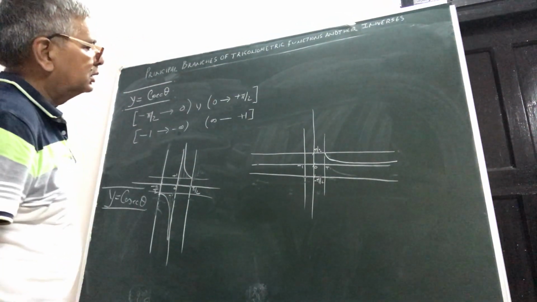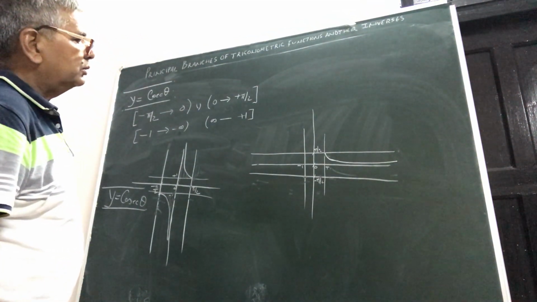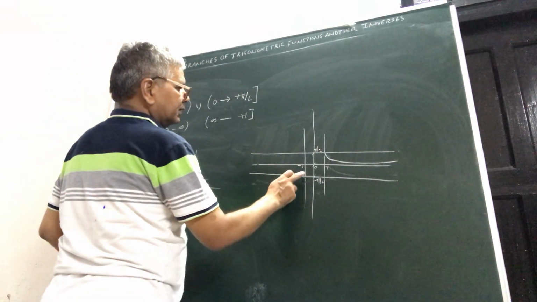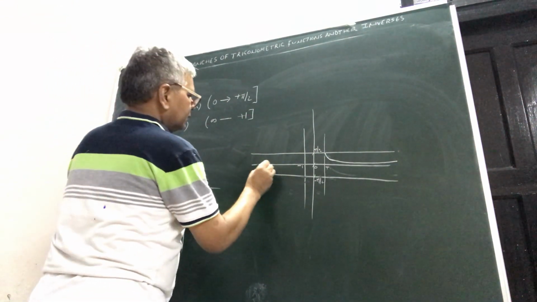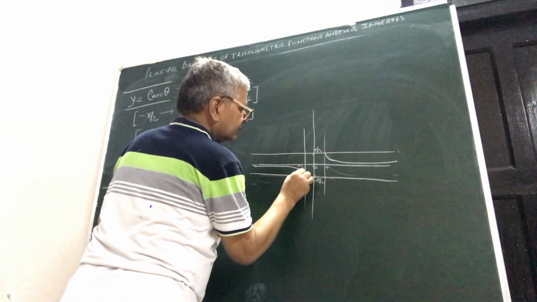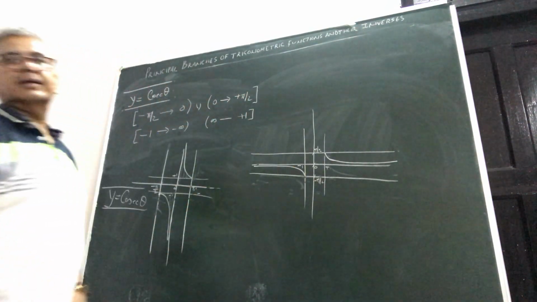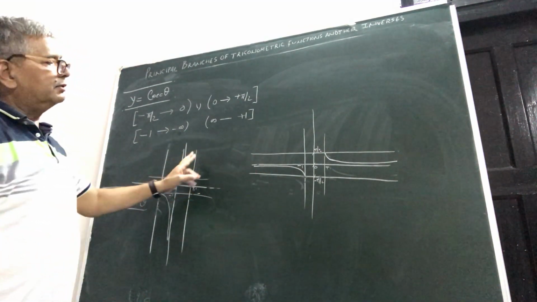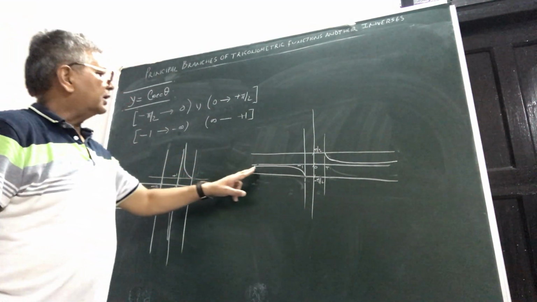0 to, yes, this is 0 to pi. So minus pi by 2 it is 1. Okay. So now you will draw like this. That's it. See, these are the values. At see, what is the thing?